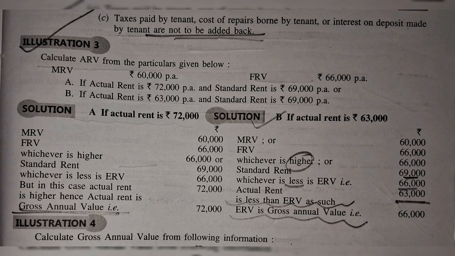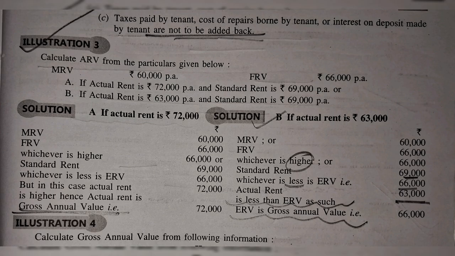Then we compare the expected rental value, which is 66,000, with standard rent. Standard rent is 69,000 and our expected rental value is 66,000. Out of them both we will choose the amount which is less. So expected rental value stays our final answer. And now we compare it with our new term, which is actual rent. Our expected rental value is 66,000 and the actual rent which we received is 72,000.